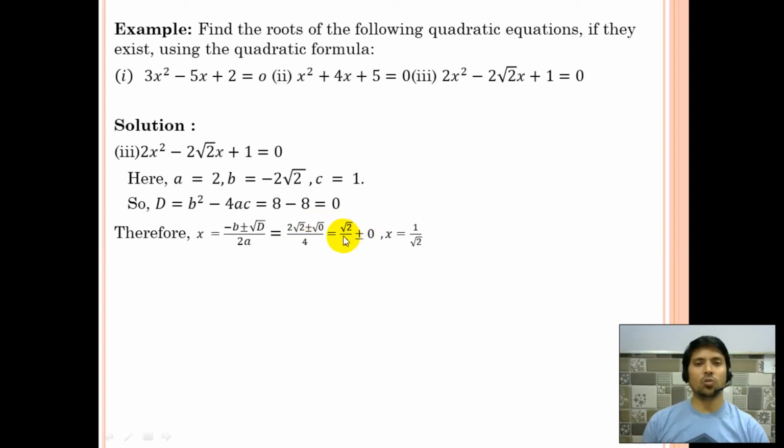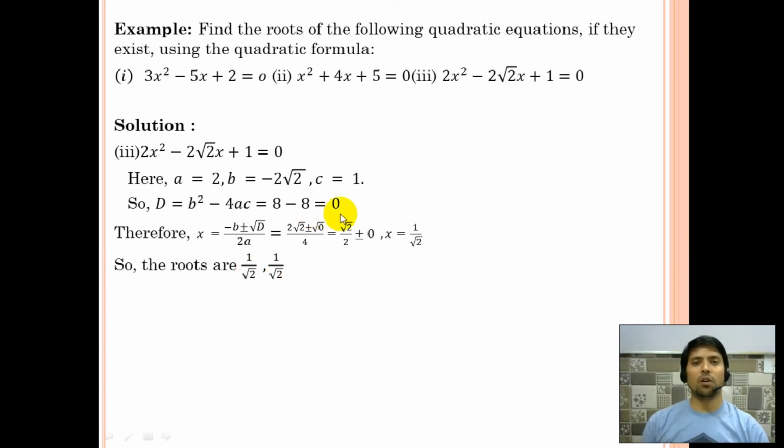This is 2 root 2 upon 2 times 2, which gives 1 by root 2. Here we have x equals to 1 by root 2, so we will write here two roots. The roots are 1 by root 2 and 1 by root 2, because we have the value of D equal to 0. When the value of D equals 0, the roots are real as well as equal, because you can see here we are getting two roots, 1 by root 2 and 1 by root 2, on simplification.